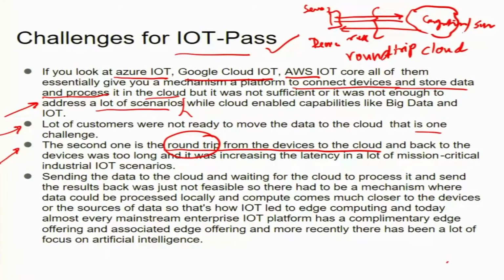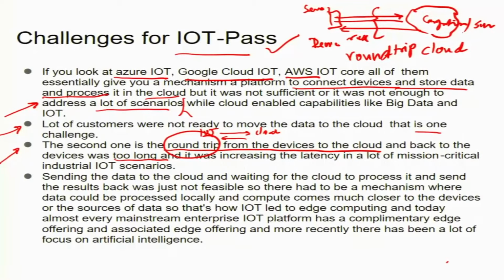So round trip means two trips. One is going from the IoT device to the cloud. The other is that the cloud will give the results, so they have to come back to the IoT device. This is called the round trip. This round trip from the devices to the cloud and back to the devices was too long.